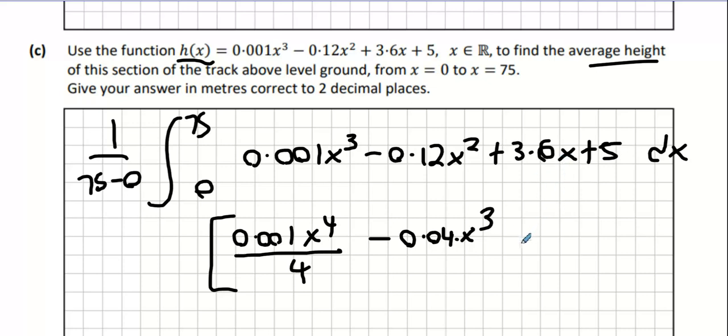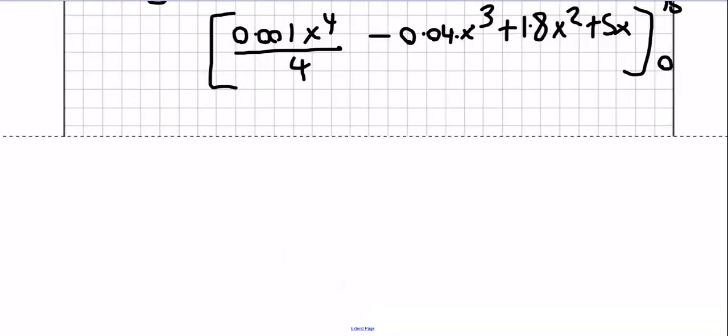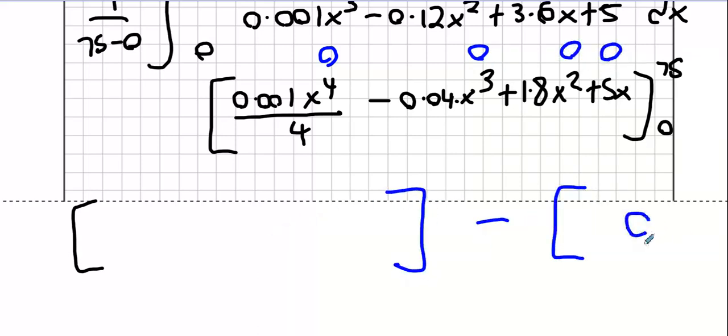Integrate this one, add 1 to the power. So it's x squared over 2, and then divide 3.6 by 2, and we're going to get 1.8, and then finally 5x, and we're going to do that from 75 to 0. Now let's throw in all these values here. Let's see what happens. So the first one, the zeros don't matter, because when you put in 0, everything's going to be 0. So we know the second bracket straight away is going to be take away 0.